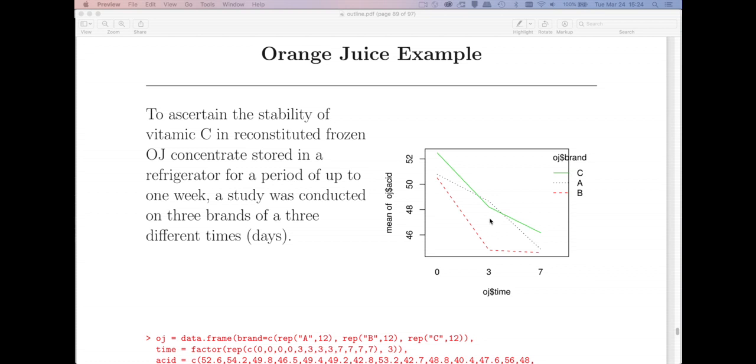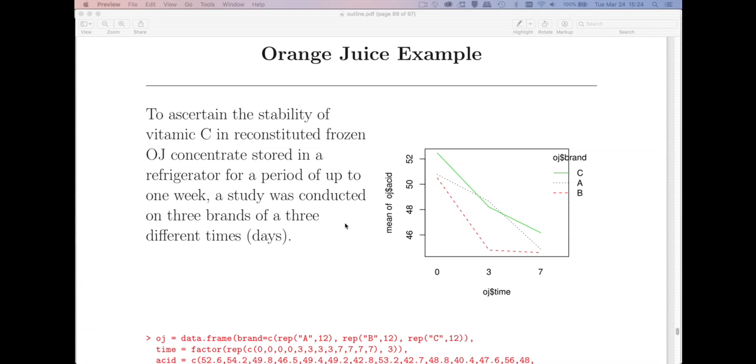We put them back in the refrigerator, waited another 4 days, so 7 days in total. Took them out and measured it. And so what we want to do is understand how both the brand of the orange juice and how long it sits in the refrigerator affects the acidity level. So do they all lose their acidity at the same rate, or do some brands lose it faster than others? Okay, so that would be an interaction if we found that.